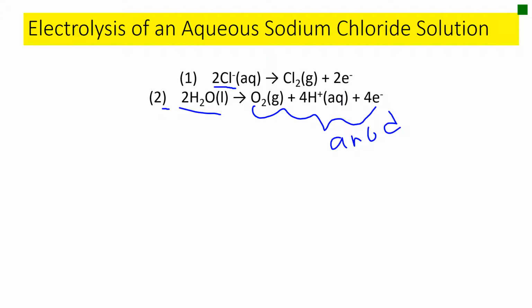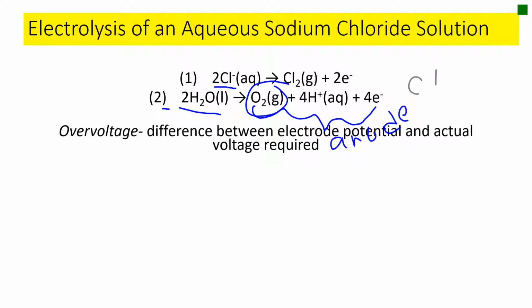But if we do an experiment, we find that the gas liberated at the anode is, instead of O2, actually Cl2. So there must be a problem. The problem involved is overvoltage, which is the difference between the electrode potential and the actual voltage that is required in this process. Because the overvoltage of O2 gas is too high, it makes sense that Cl2 is formed at the anode instead.